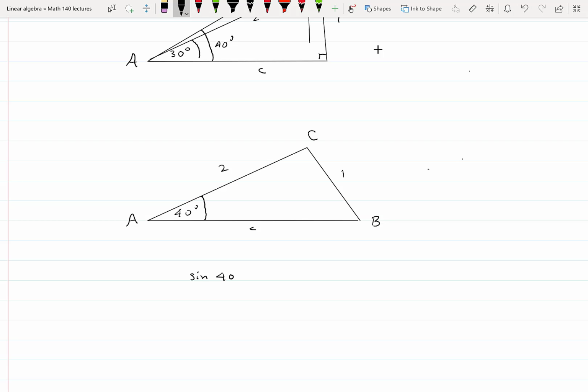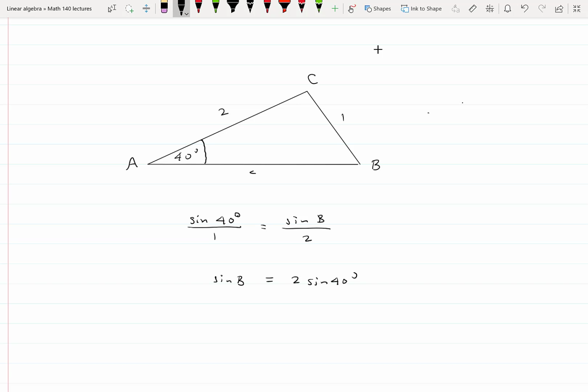The sine of 40 over 1 equals the sine of B over 2. Cross multiply. 2 sine 40 equals sine of B. I guess I put the sine of B on the other side before. Doesn't really matter. 1 times sine of B is sine of B equals 2 sine of 40. And if you compute the right-hand side, you get the sine of B equals 2 times the sine of 40, which turns out to be 1.285... It goes on and on.